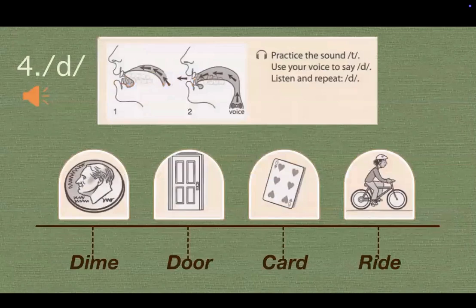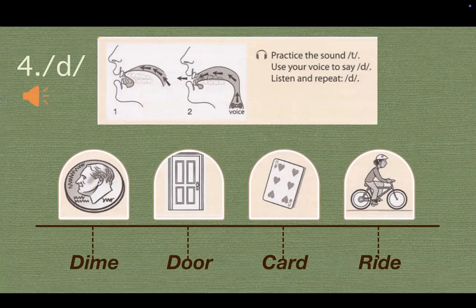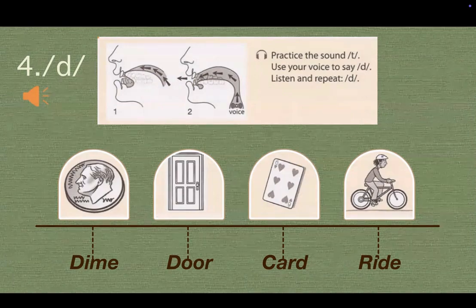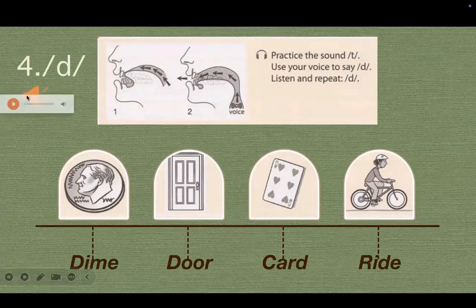Okay, next one, number 4, we have the voiced consonant sound, d. To practice the sound, you need to practice the sound first and use your voice to say d. So listen and repeat the sound, the voiced consonant sound, d. Okay, so now listen to the voiced consonant sound in these words below.